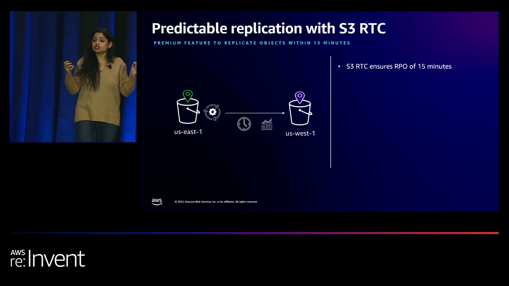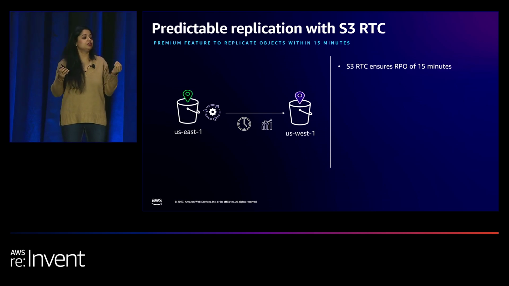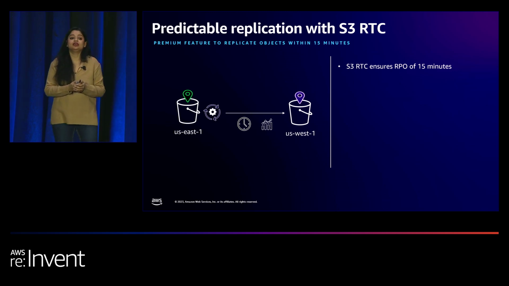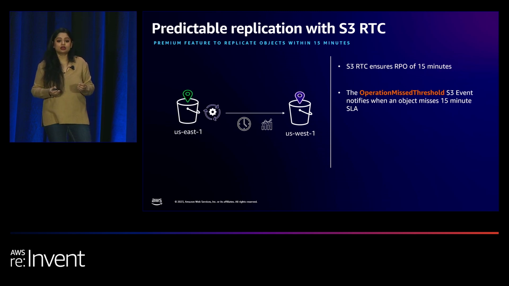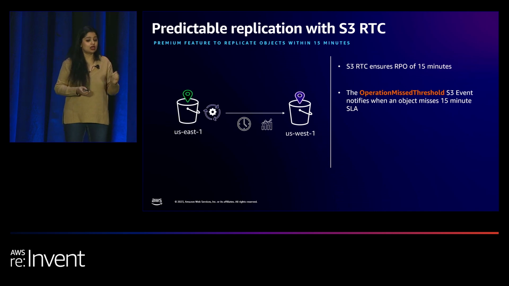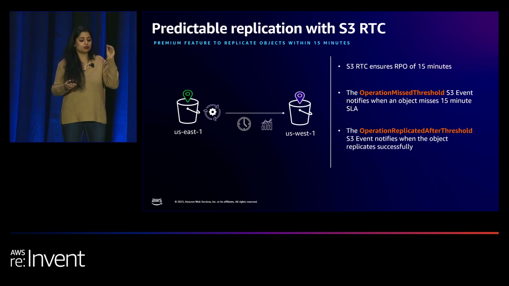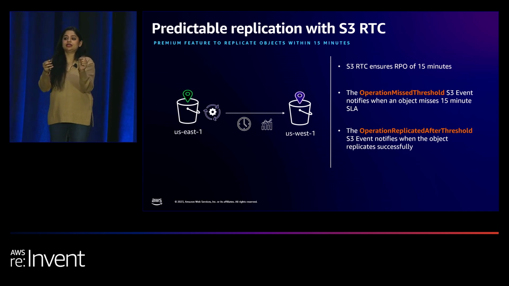And this is not just a claim. We are actually confident about this, and that is why we back it up with an SLA. And not only that, we have 2 unique events to monitor adherence to this SLA. We first have the operations miss threshold event, which will send a notification every time any single object misses the 15-minute SLA. And we have another event, the operations replicated after threshold event, which sends another notification when that particular object successfully replicates to the destination.